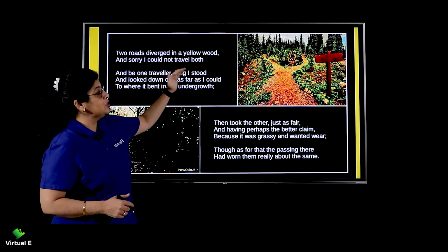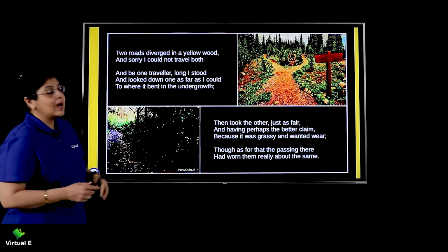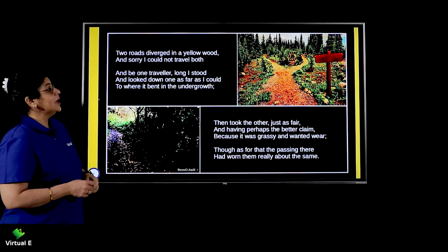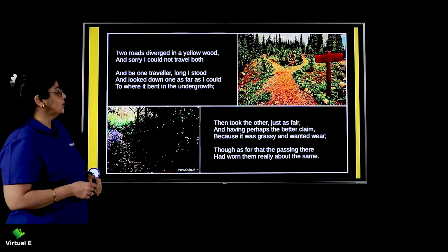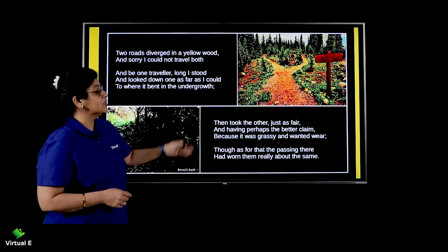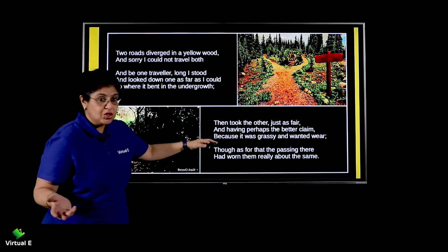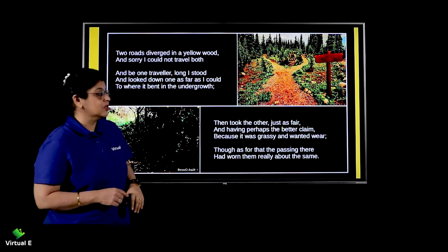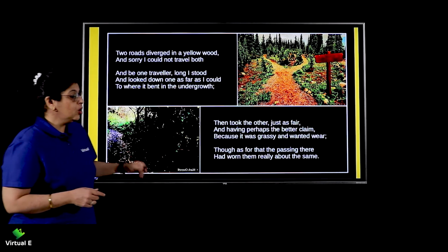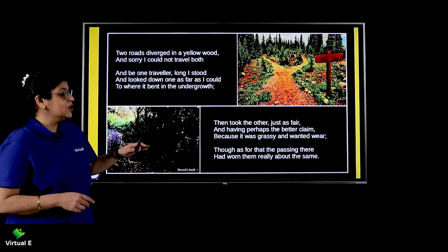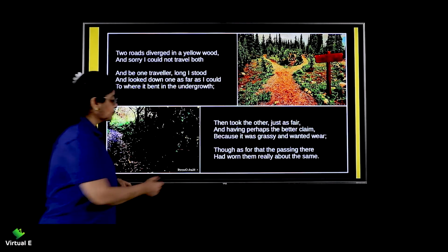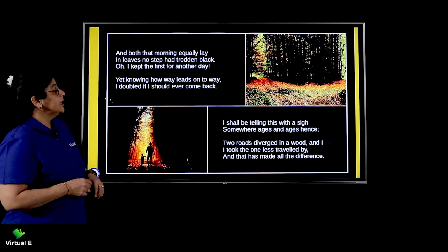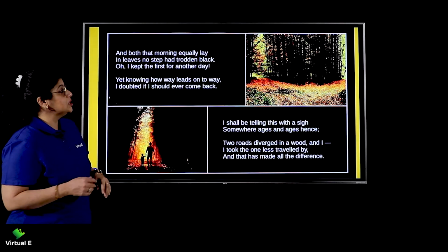Two roads diverged in a yellow wood, and sorry I could not travel both, and be one traveller, long I stood, and looked down one as far as I could, to where it bent in the undergrowth. Then took the other, just as fair, and having perhaps the better claim, because it was grassy and wanted wear. Though as for that, the passing there had worn them really about the same. And both that morning equally lay, in leaves no step had trodden black.